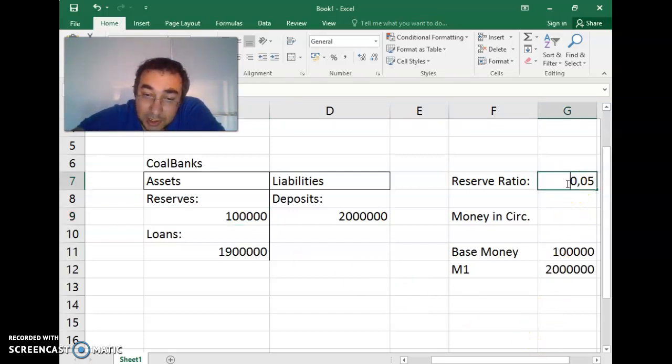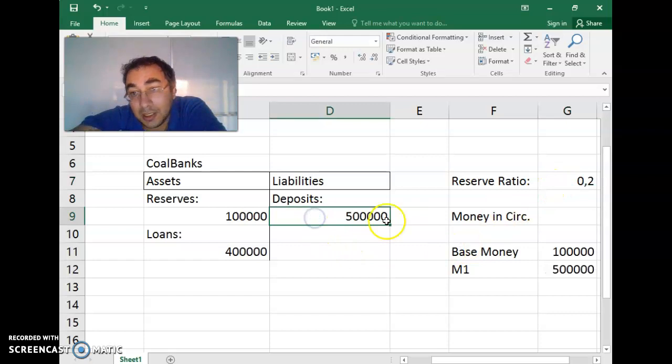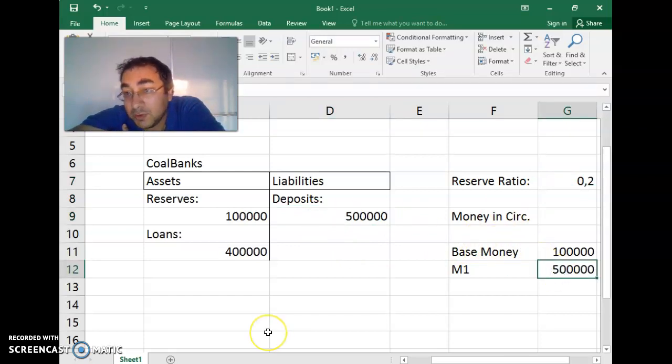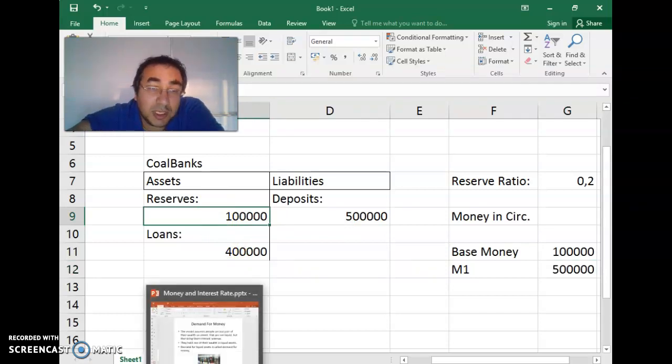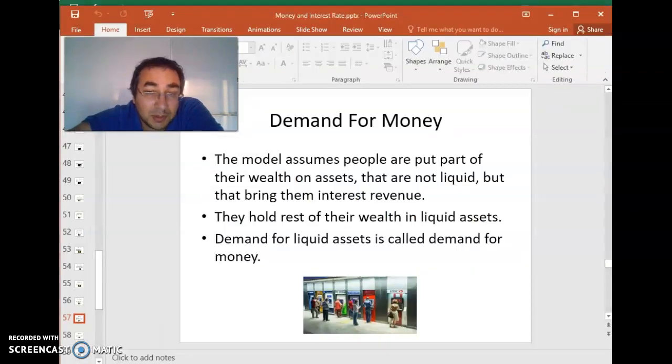We can also increase the reserve ratio. Let's increase it to 20%. In that case, the money supply will decrease to $500,000 in the economic system. But now, of course, we have a less fragile banking system. It's usually accepted that more money in the economic system, besides inflation, might be beneficial because for activities you might need more money.